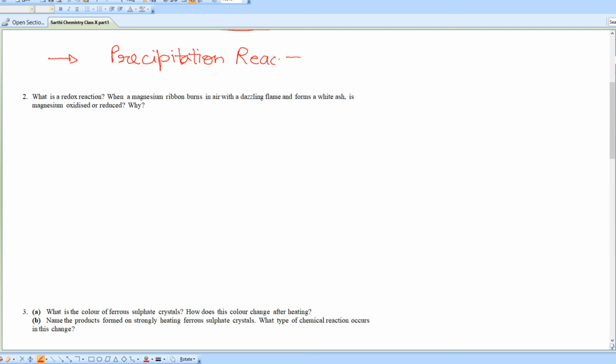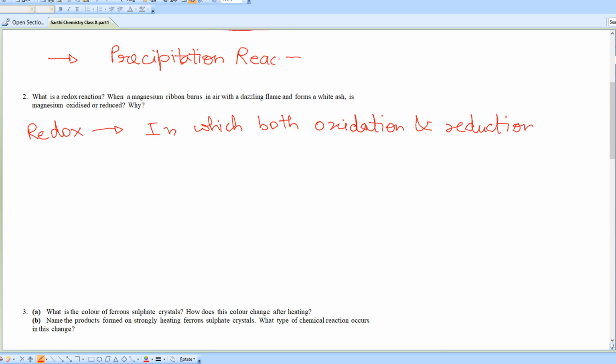Now move on to what is a redox reaction. We have earlier studied what a redox reaction is. A redox reaction is one in which both oxidation and reduction take place simultaneously. Now this is my redox reaction. So oxidation is also happening, reduction is also happening.